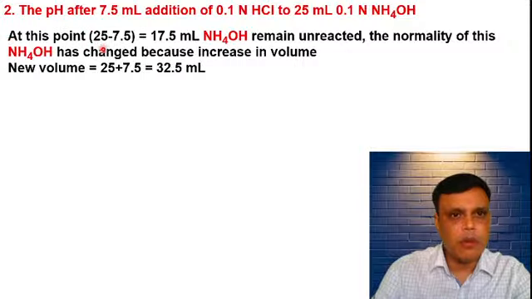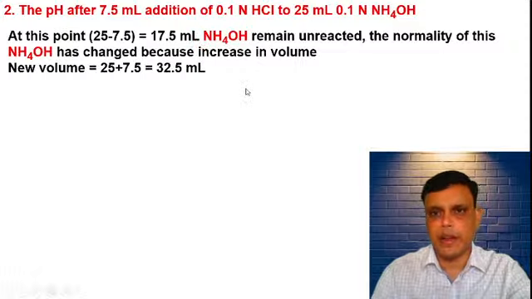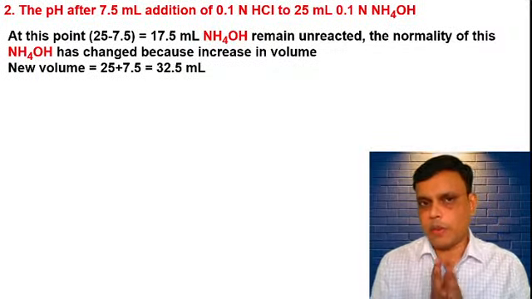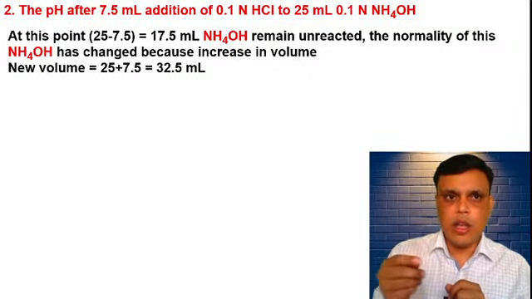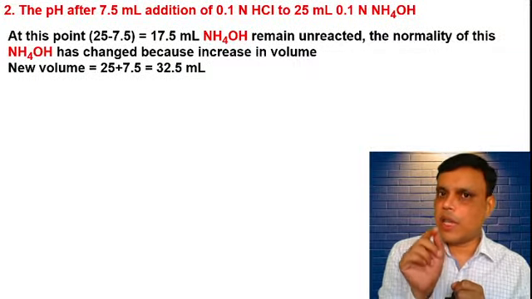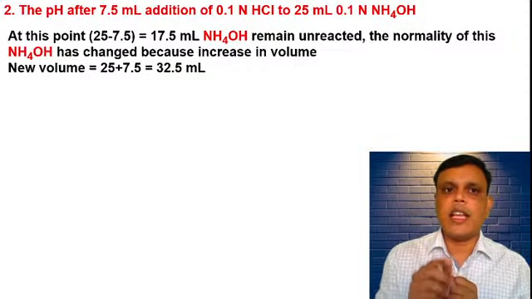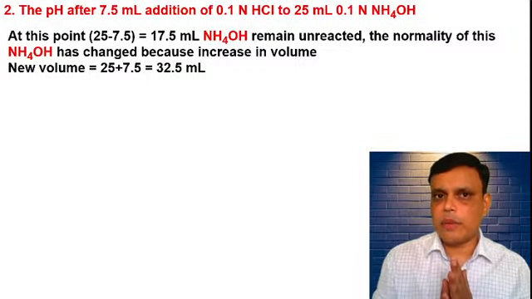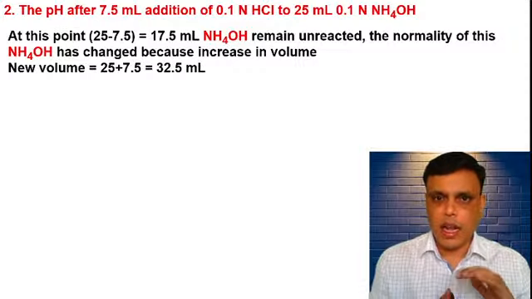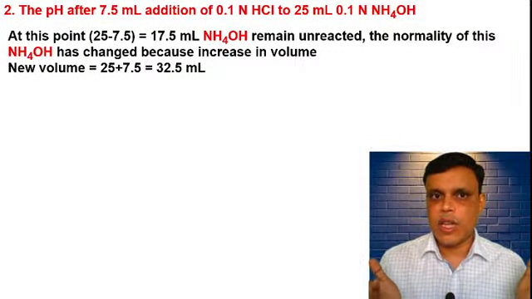At this point 25 minus 7.5, that is 17.5 ml of ammonium hydroxide remains unreacted, because in the conical flask at the start we have taken 25 ml of ammonium hydroxide, and to that we have added 7.5 ml of 0.1 normal HCl. That means the 7.5 ml of HCl will react with 7.5 ml of ammonium hydroxide. If 7.5 out of 25 has reacted, how much remains? That is 17.5 ml of ammonium hydroxide will remain unreacted, and the normality of this ammonium hydroxide will change because the volume increases.